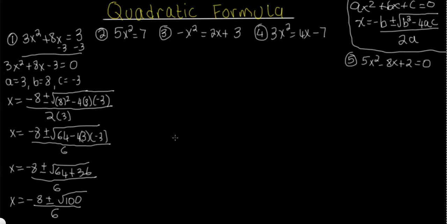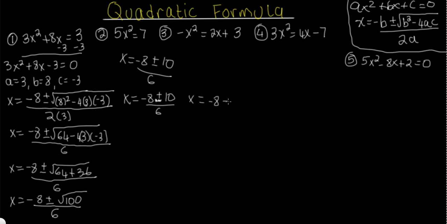Okay, I'm going to come up and continue this up here. And we're just going to have to work number 2 somewhere else. So I'll come up here, and then I have x equals negative 8 plus or minus square root of 100, which is 10, over 6. At this point, you want to make 2 equations and split up your plus or minus. So let's just do plus 10 over 6, and your other equation will be x equals negative 8 minus 10 over 6. It doesn't matter which one you do first.